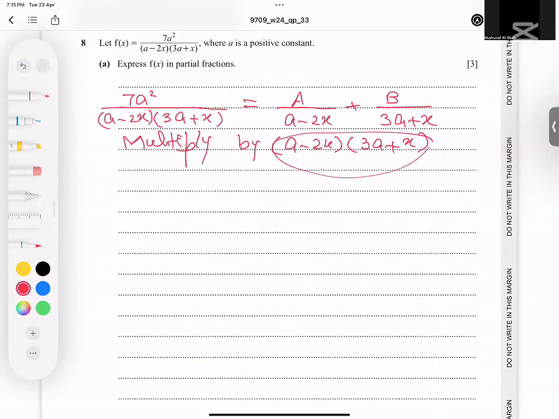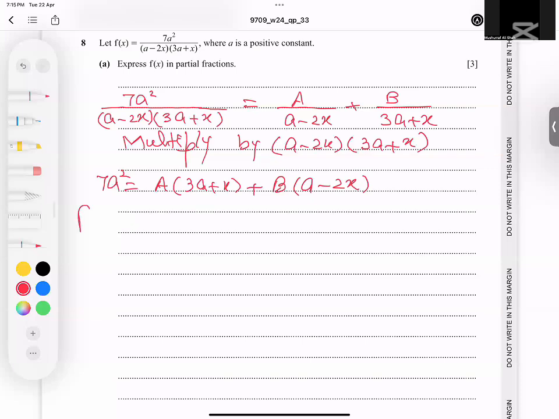When I multiply with this fraction, it completely cancels, and I get 7a to power 2. When it multiplies with this, this cancels out, so a times (3a plus x). And when I multiply this with this, it cancels out, and b times (2a minus 2x).